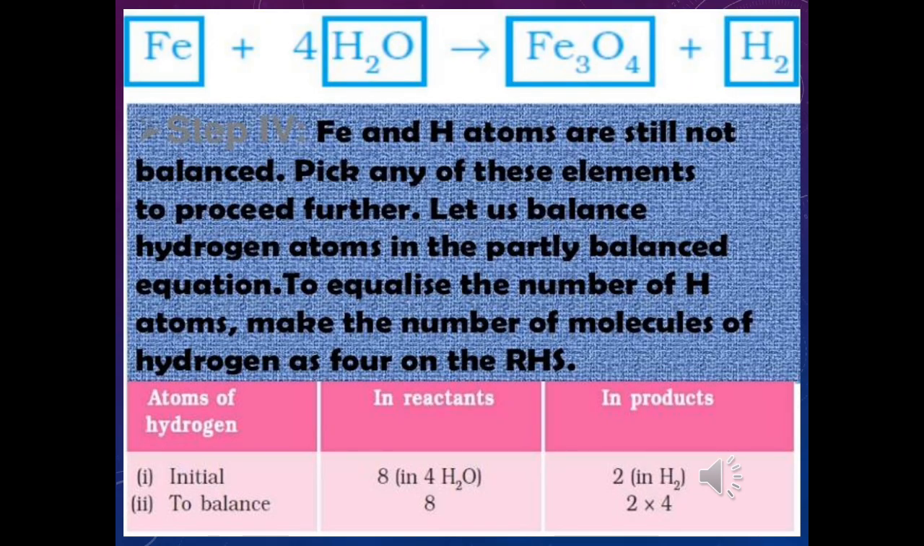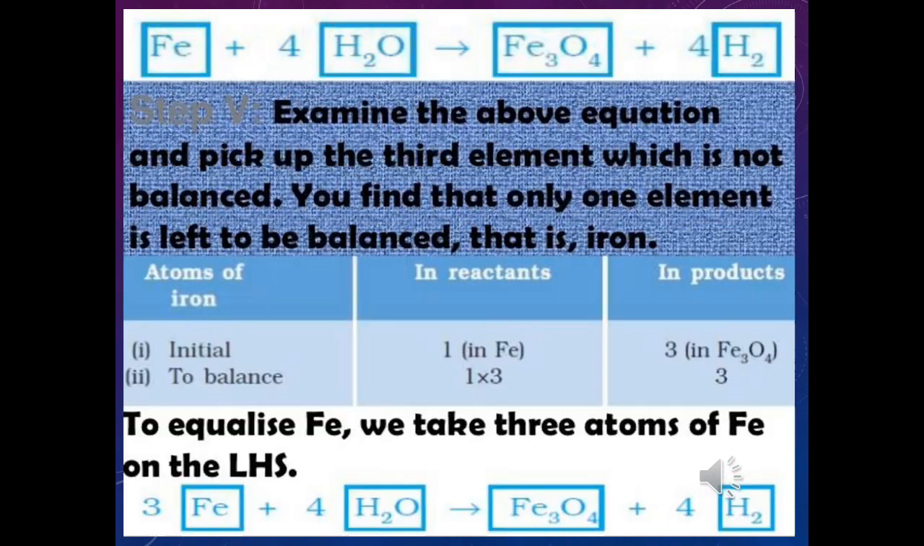Step 4. Fe and H atoms are still not balanced. Pick any one of these elements to proceed further. Let us balance hydrogen atoms in the partly balanced equation. To equalize the number of hydrogen atoms, make the number of molecules of hydrogen 4 on the right hand side. Therefore, 4H2O gives 8 in the reactants, and in the product side 2 into 4, that is 8.